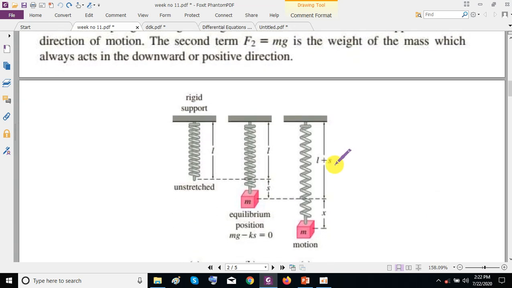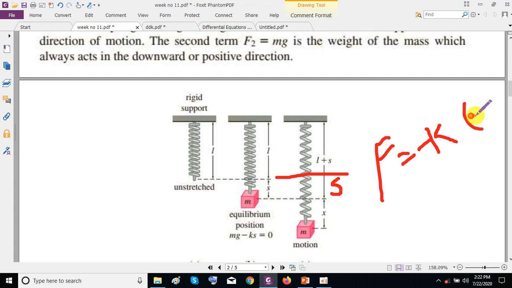In other words, look at this whole distance. We say that this whole distance is equal to s, and from this point it is s plus x. Sorry, that's not clear. S plus x. So Hooke's law in this position will give f, and the displacement you get is basically x plus s. So that's what you write, x plus s.